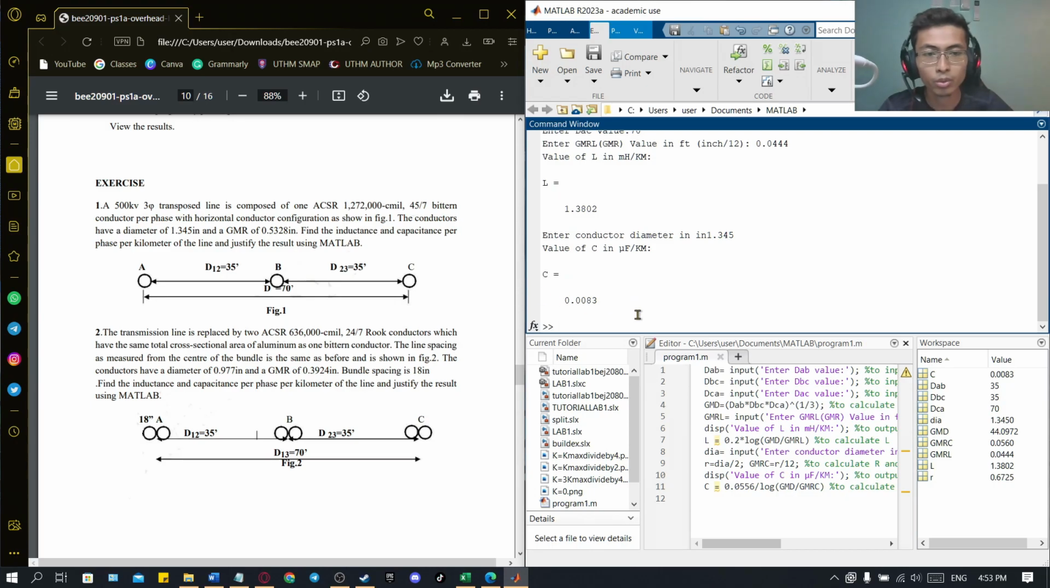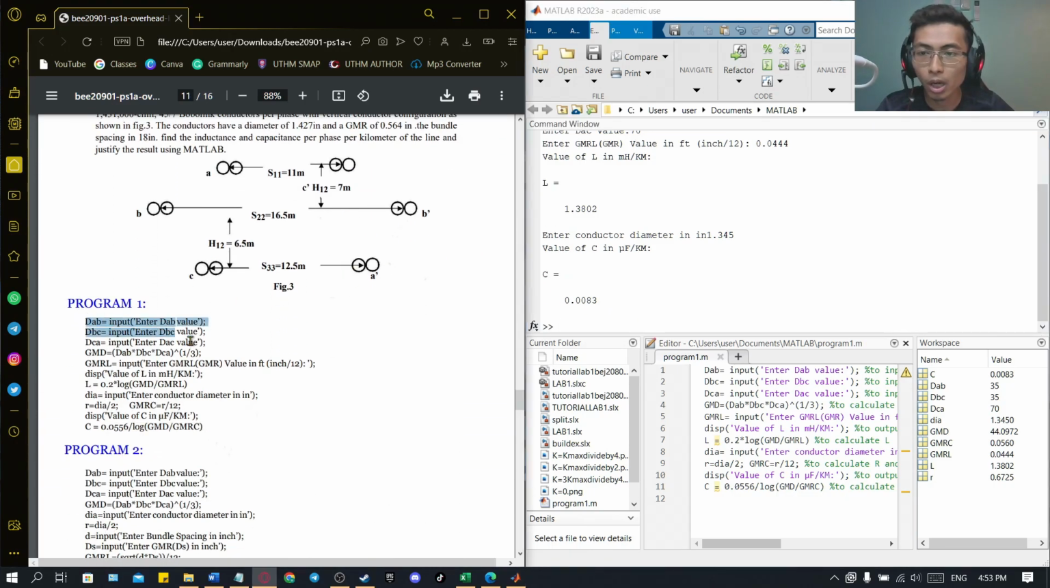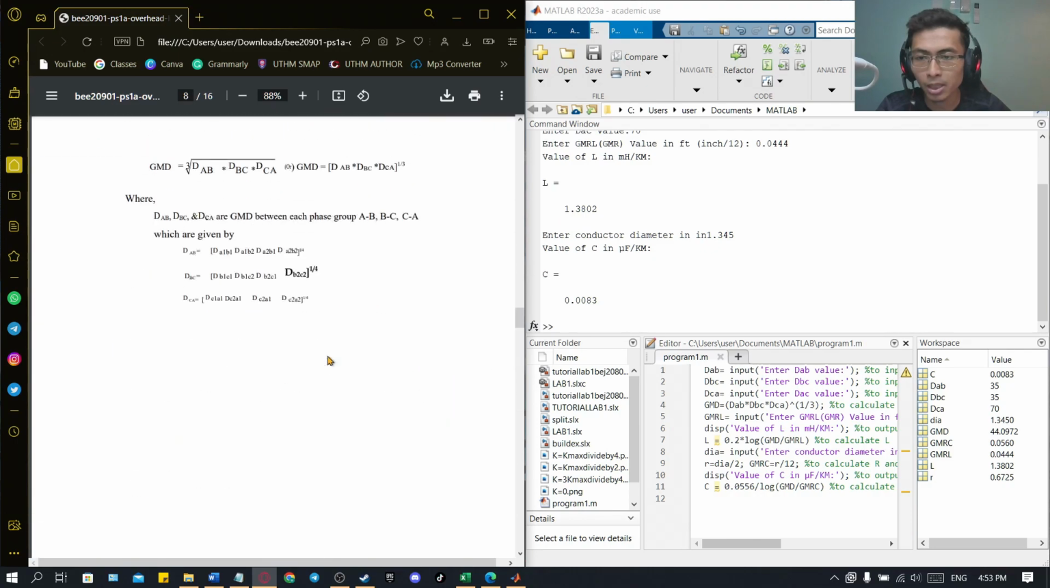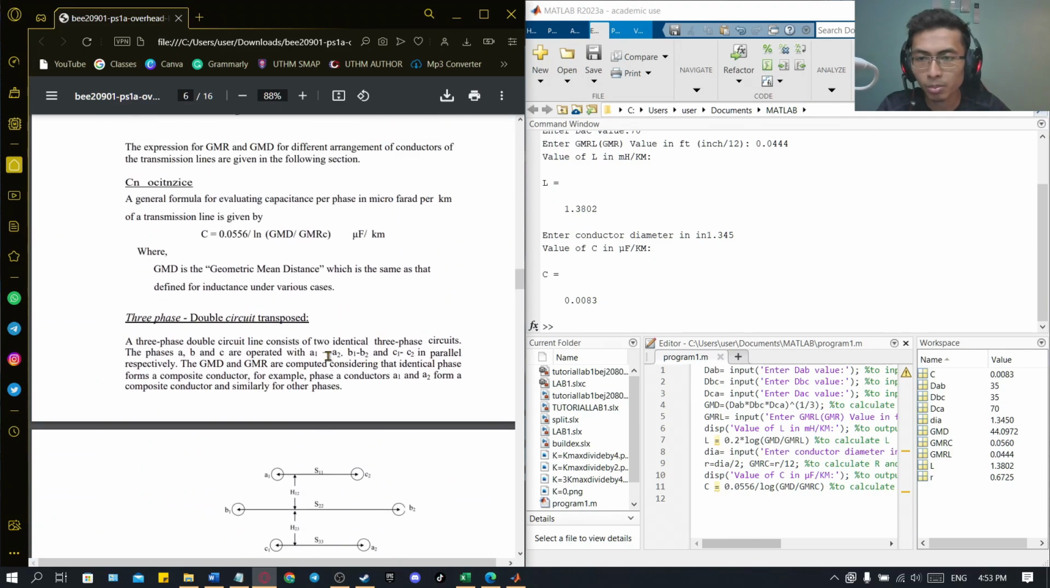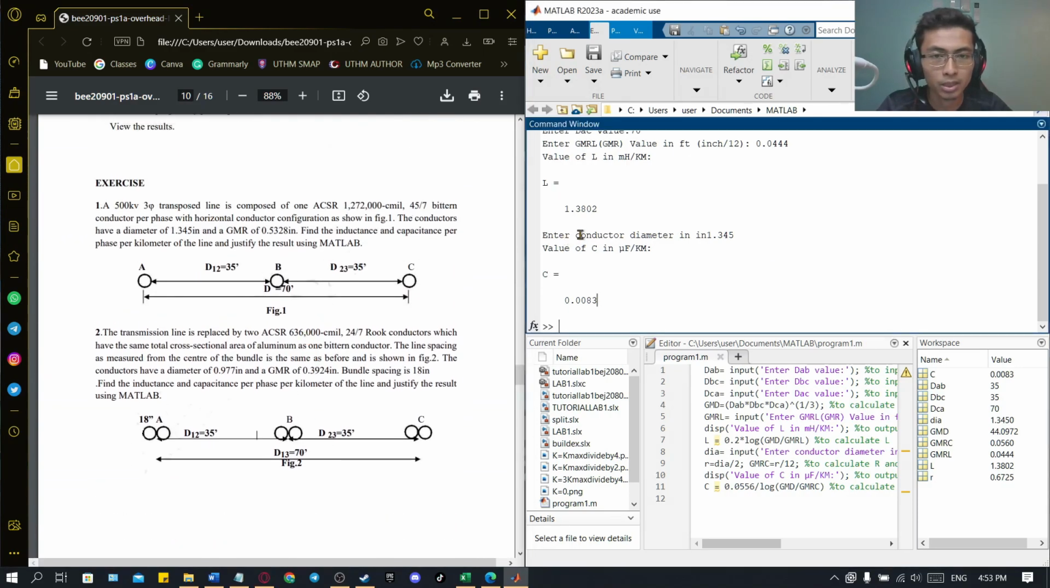So this is how you do it using MATLAB. You just need to know how to make the command lines, and understand how to proceed with the command lines as given above, and then you can proceed in MATLAB. Take note that for exercise 1, the inductance is 1.3802, while the capacitance is 0.008 micro. That's for exercise 1.